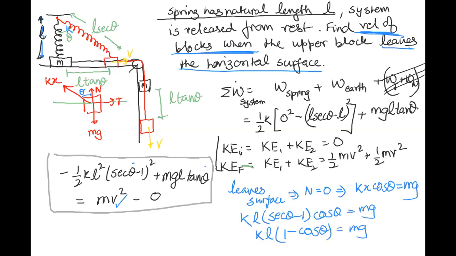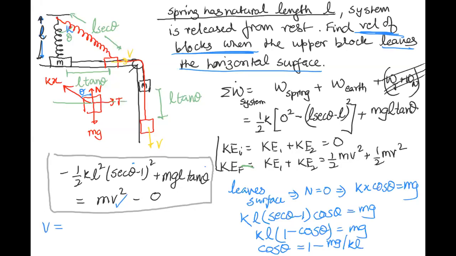Yes. Is everyone able to follow? So cos theta must be equal to 1 minus mg by kL. And if you know cos theta, then obviously you can work out tan theta. I don't think that should be a problem, and obviously then you can work out sec theta. That should not be a problem. Right? So let me write it this way.